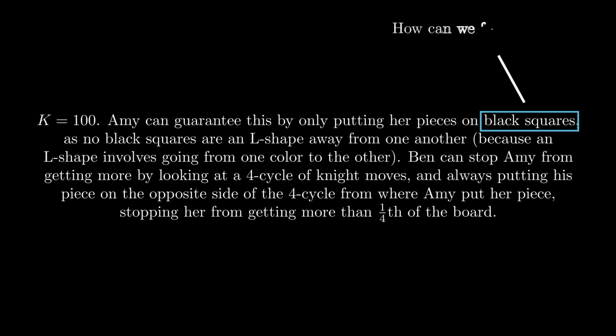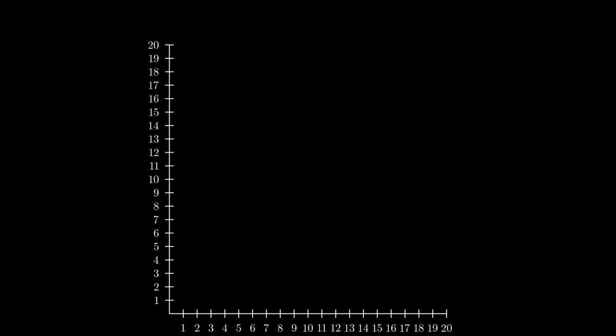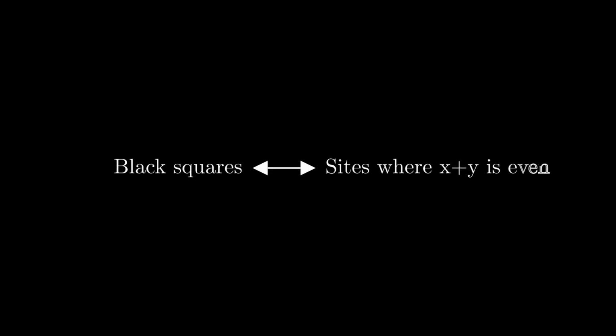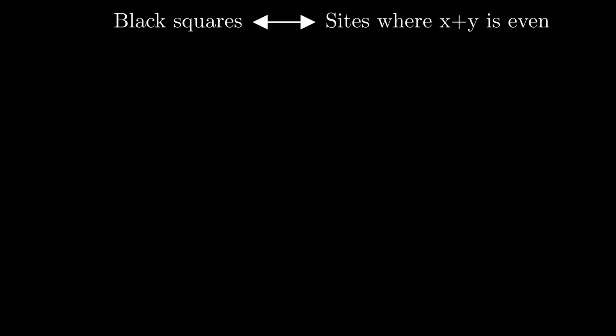So let's start by formalizing the idea of a black square. To do this, you have to notice something about the checkerboard pattern. So I'll put the 20x20 checkerboard on a grid from 1 to 20. The board obviously alternates white, black, white, black, white, black, and so on. So a black square is really just a way of saying an even-numbered square on this grid. So a black square is just a square where x plus y is an even number. So we can just replace that in our solution.